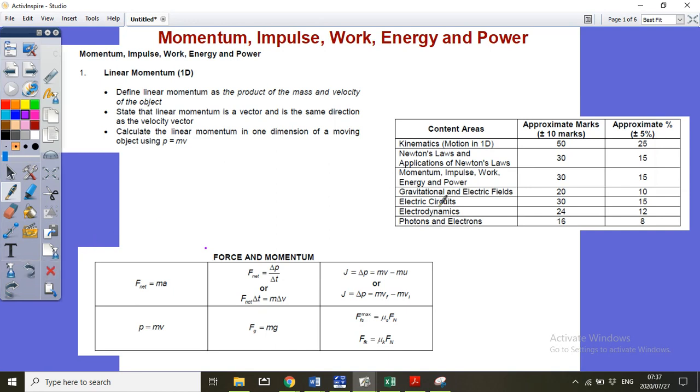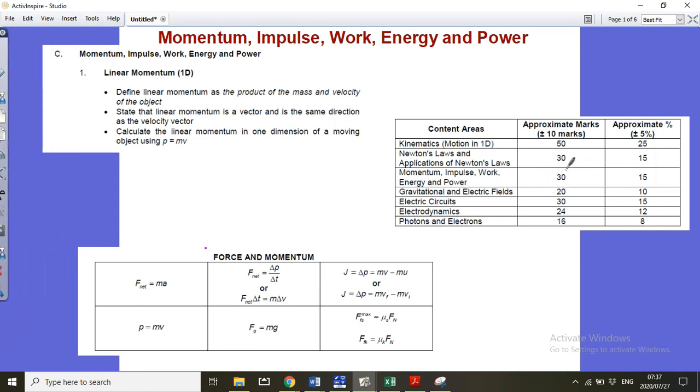You will see from the SAGs that this section counts 30 marks in your paper, so 15% of your paper for momentum, impulse, work, energy, and power. Now, the first thing we have to look at is just plain momentum. Now, please do not make this overcomplicated.